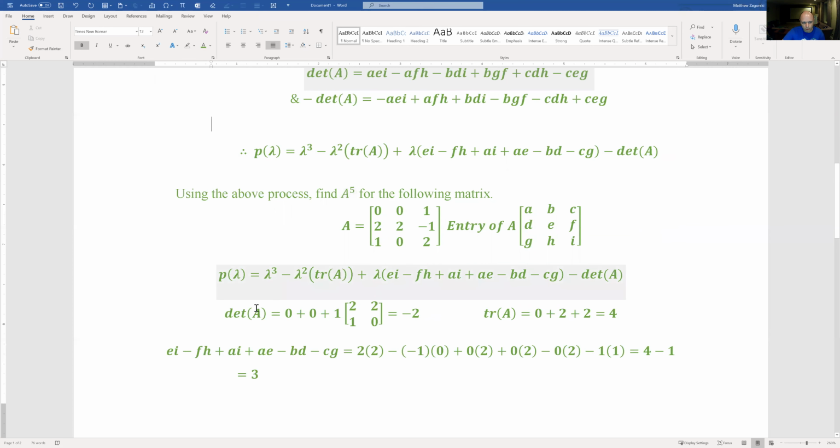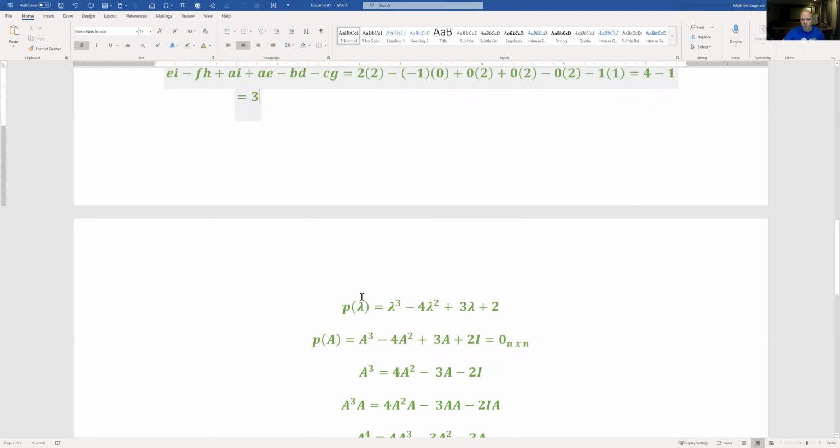Taking the determinant of this matrix is super easy because there are these two zeros right here. So that's only a 2x2 matrix multiplied by one cofactor, and that's going to equal -2. And taking the trace of that matrix A, 0 plus 2 plus 2 is going to equal 4. Then, equating these terms right here, there's a bunch of zeros in there, so that's going to make life very easy. And 2 times 2 is 4, minus 1, is 3. So now plugging that into the Cayley-Hamilton equation yields this result right here.